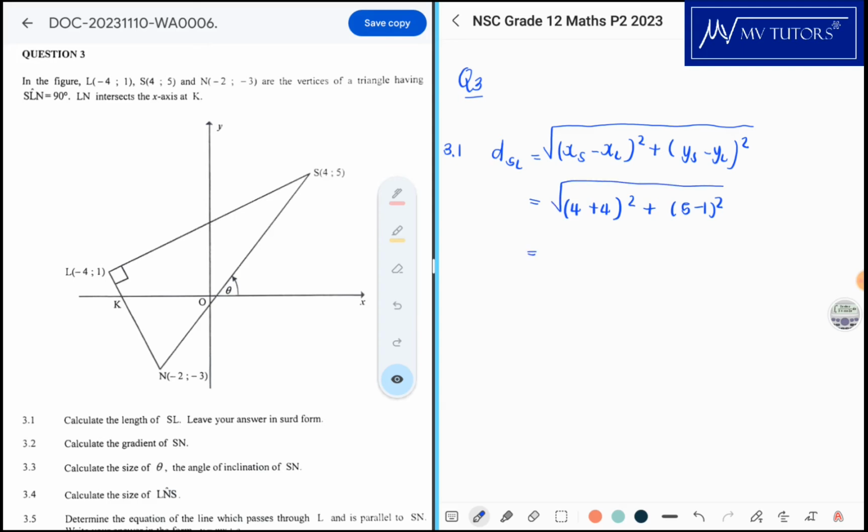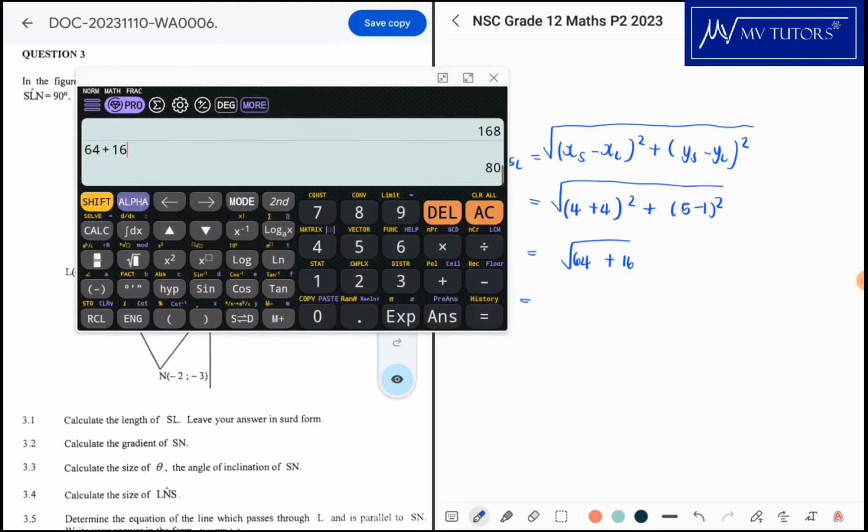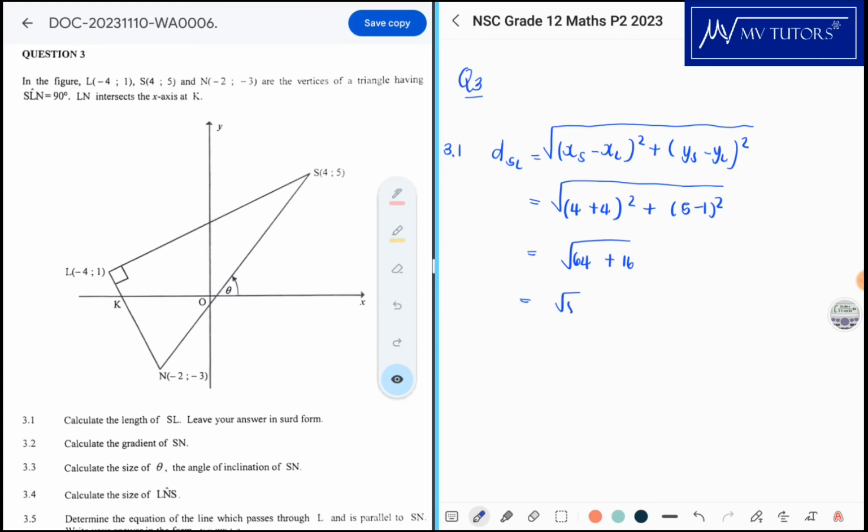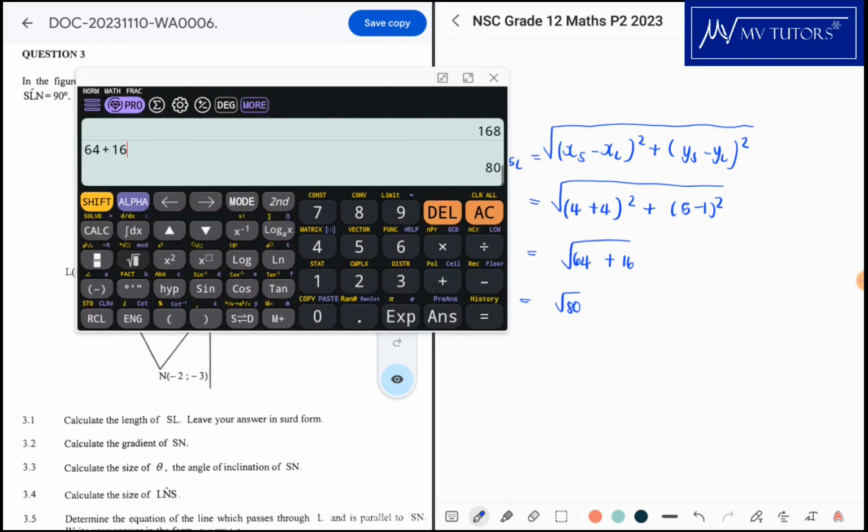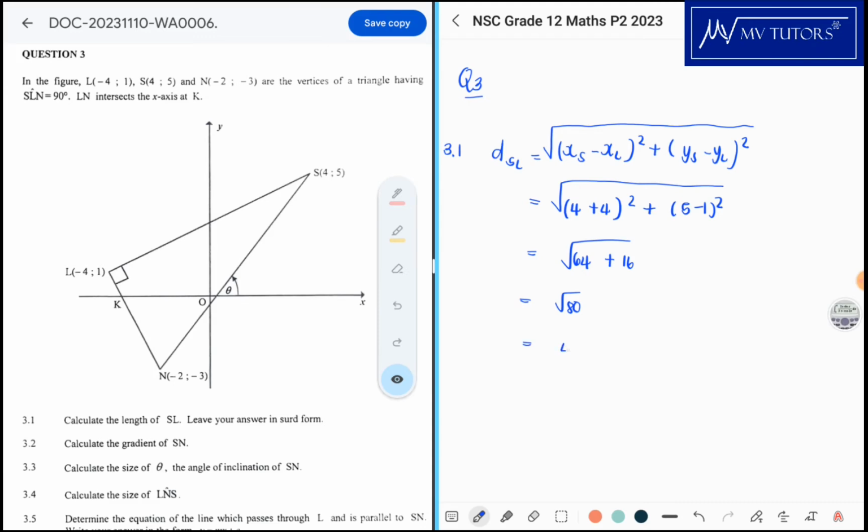So 4 plus 4 is 8. 8 squared is 64. 5 minus 1 is 4. 4 squared is 16. And 64 plus 16, that should be 80, but let's just check. Yeah. So we have the square root of 80. Maybe we can simplify it further. Still in surd form. But let's just see. So it's 4 root 5. So you can decide however way you want to put it. So that is the length, okay? And don't forget to put the units, especially if they didn't tell us the units. All right.